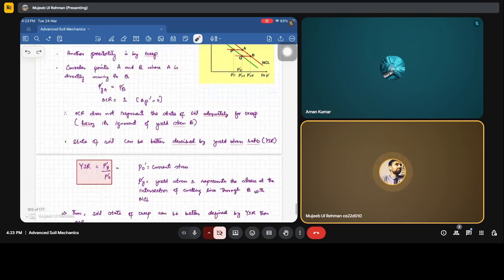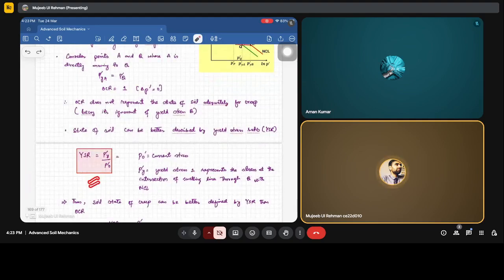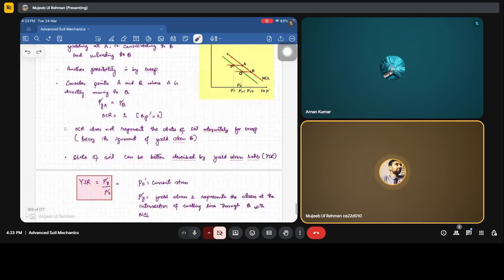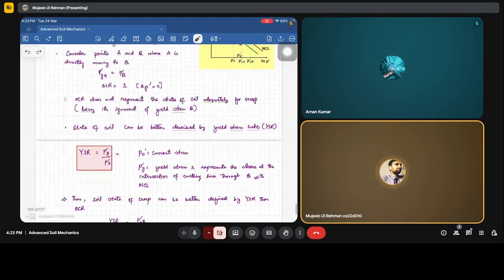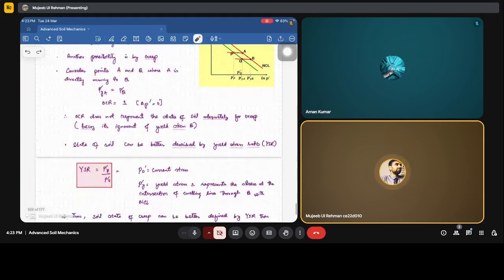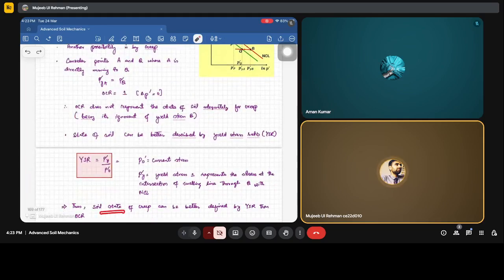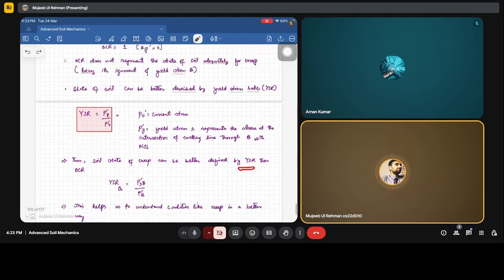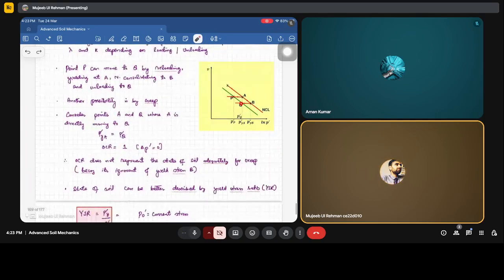But when we consider the yield stress ratio, it actually takes account of this B state also, which is accounting for the stress at B. So the soil state of creep can be better defined by the yield stress ratio than the OCR given by this equation. This is the basic equation, and this equation corresponds to the Q state.